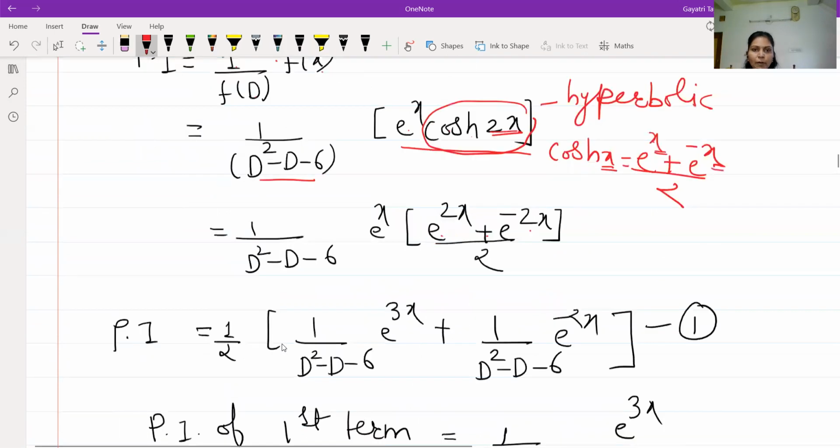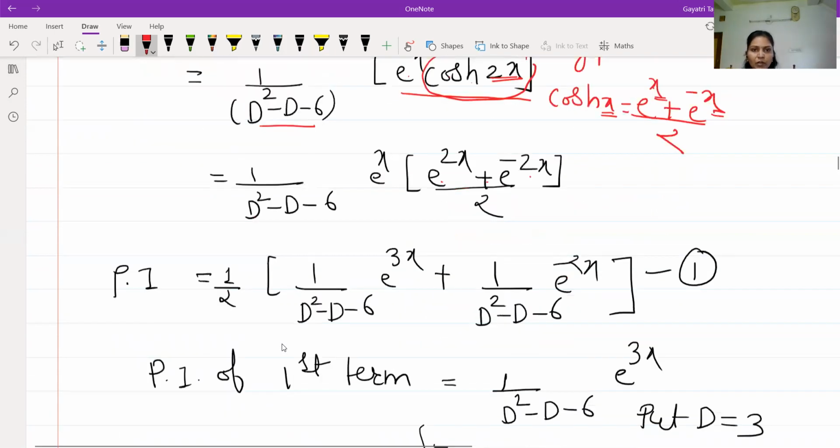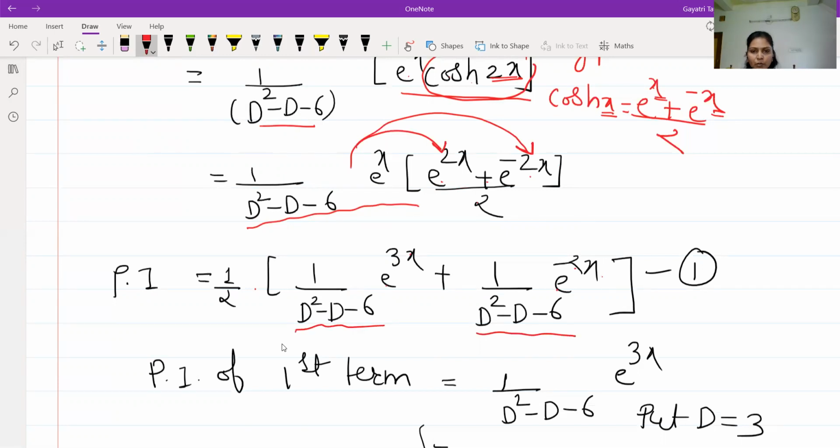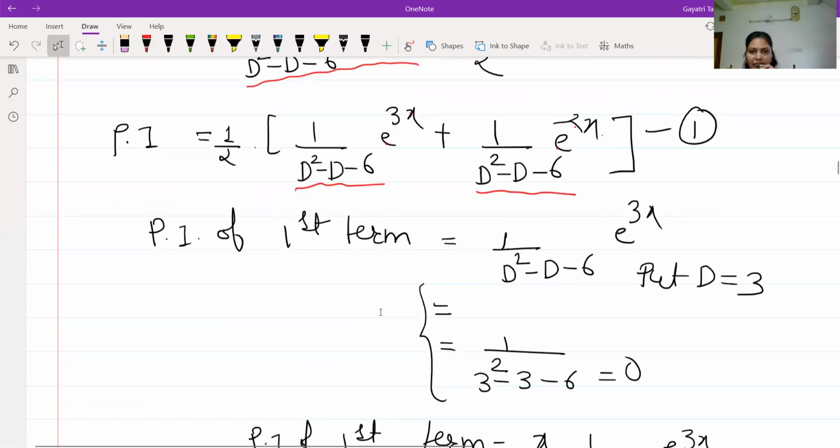Then what I will do? This 1 by 2 will be the common. Then multiply by this complete term to the first one. Then multiply it to the second term. So I will get e raised to 3x and e raised to minus 2x. Now this is your first term and this is your second term. So what I will do? I will find the PI of the first term and then I will find the PI of the second term.